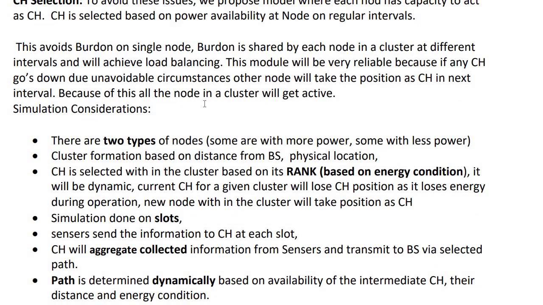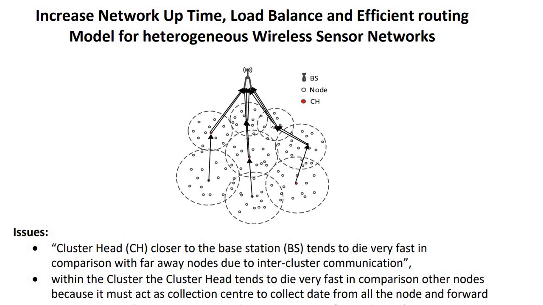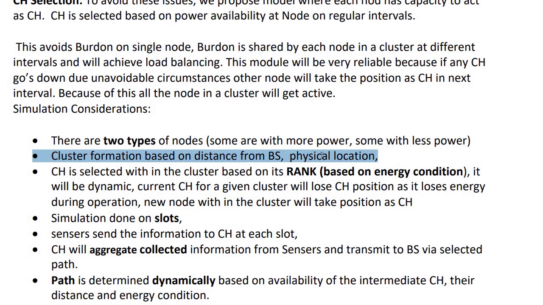So you can see, there are two types of nodes as we discussed, some with more power, some with less power. Cluster formation is based on distance from the base station and physical location. See, cluster formation, it is this far, and this is one cluster. Like this, cluster formation is based on distance from the base station as well as physical location, which is nearer.